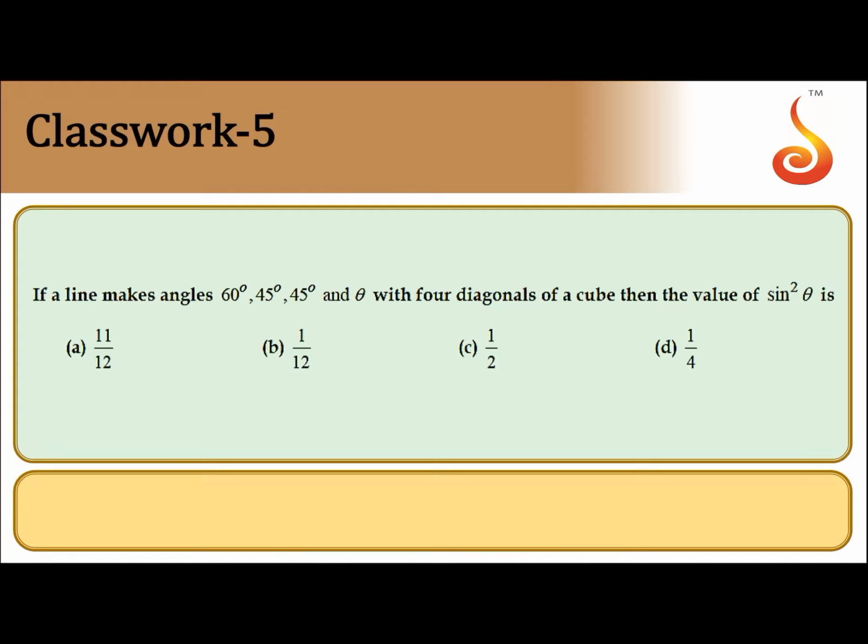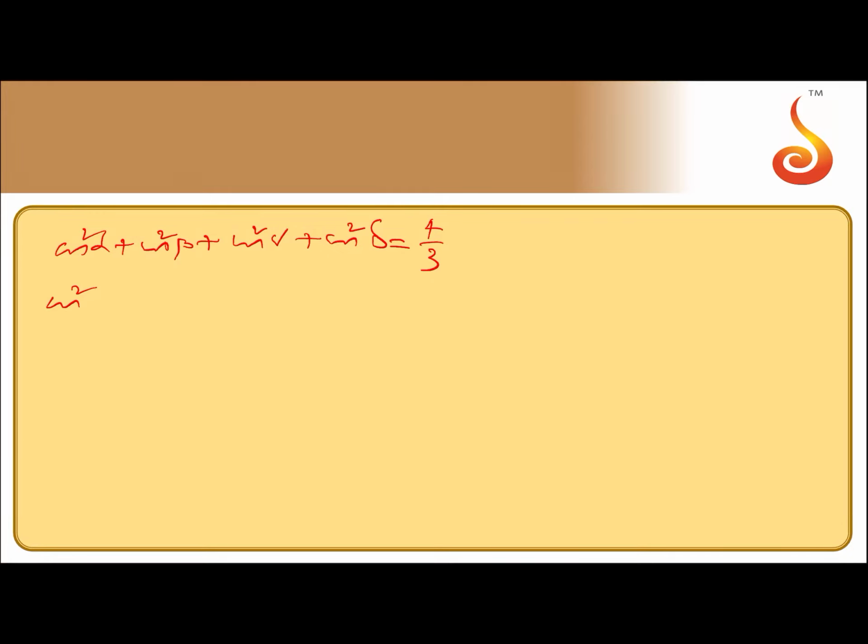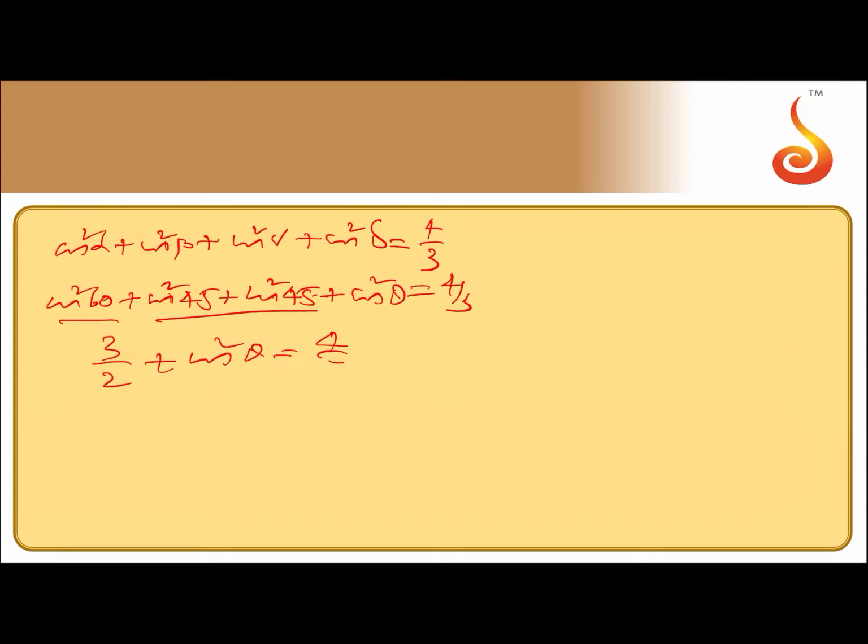Here alpha, beta, gamma, delta are given to you, alpha is equal to 60. So cos square 60 plus cos square 45 plus cos square 45 plus cos square theta equals 4 by 3. From here we get 1 by 4 plus 1 by 2 plus 1 by 2, which is 5 by 4. So cos square theta equals 4 by 3 minus 5 by 4.